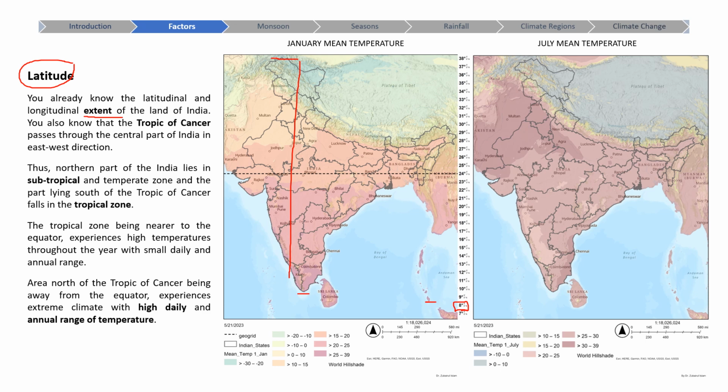So if you will see January mean temperature, you will find that as latitudes are increasing, the temperature is decreasing here. Temperature is decreasing because there are other factors also. So these factors also play a very important role. And from the viewpoint of latitude, you must keep in your mind the Tropic of Cancer. This is a very important line, and this line is passing here.